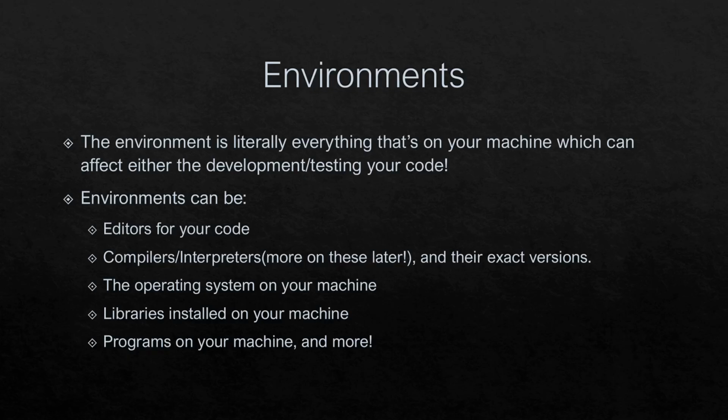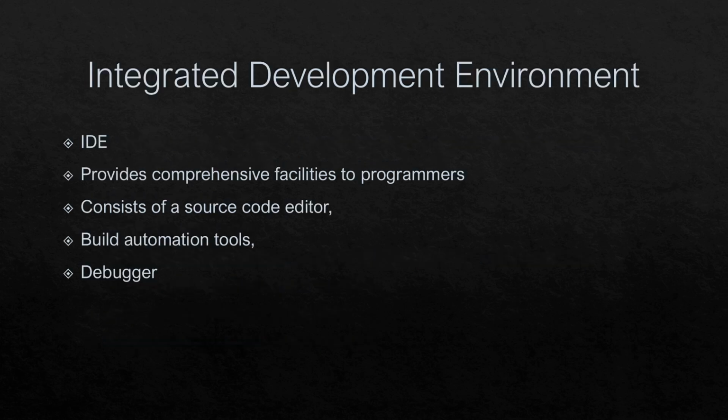So, environments. The environment is literally everything on your machine which can affect either the development or testing of your code. Environments can be editors for your code, compilers, and interpreters, which we'll talk about in these slides. The operating system on your machine is an environment. Libraries installed on your machine are an environment. Programs on your machine and more. Basically everything on your computer is an environment. It's a very broad term.